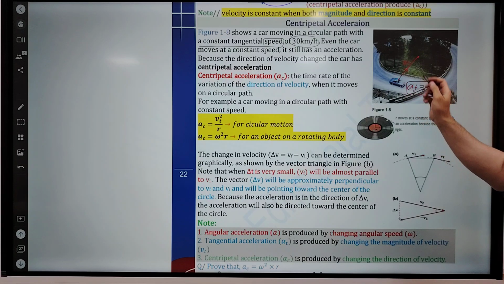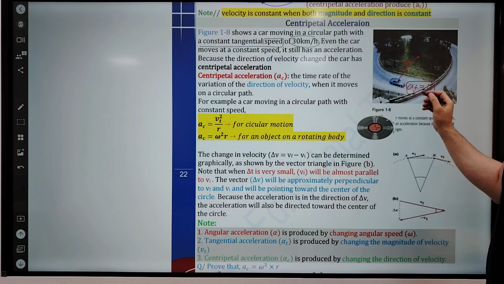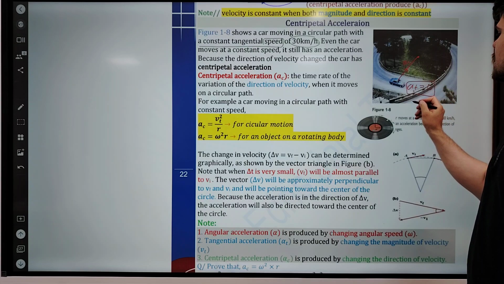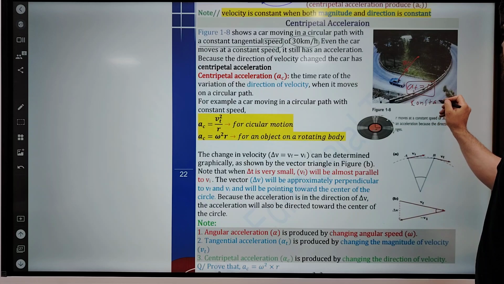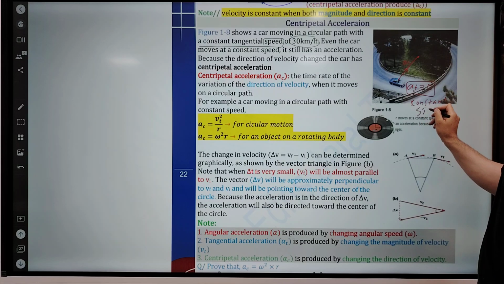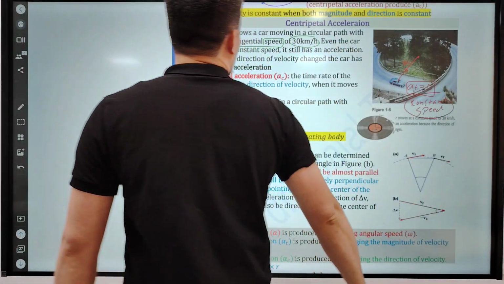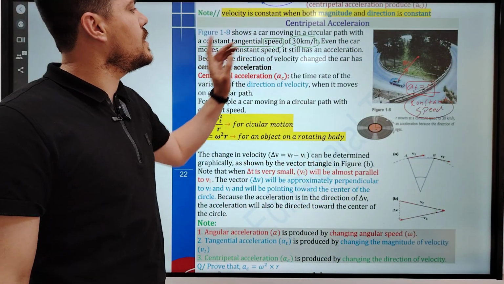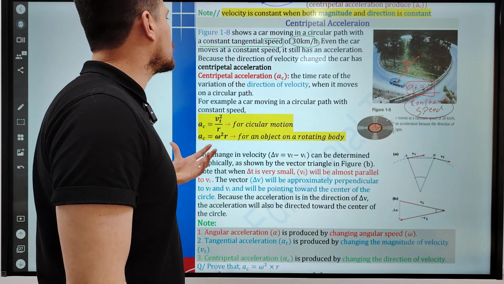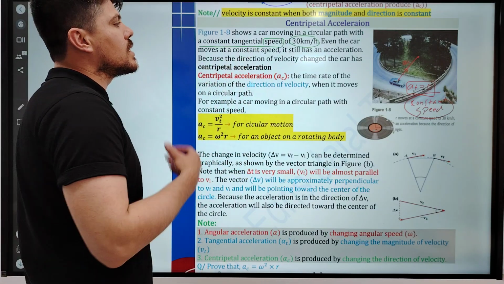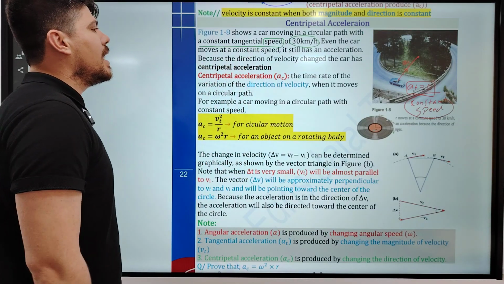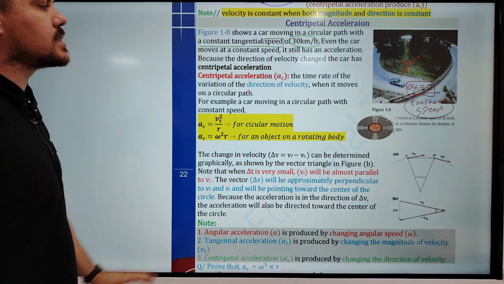Why is the tangential acceleration of this car 0? Because the car speed is constant. Constant speed, okay? Even if the car moves at constant speed, it still has an acceleration, because the direction of the velocity changes in the car, and the car has centripetal acceleration.